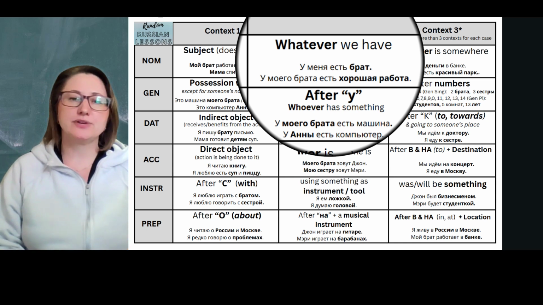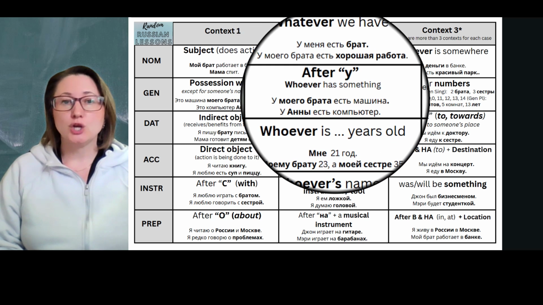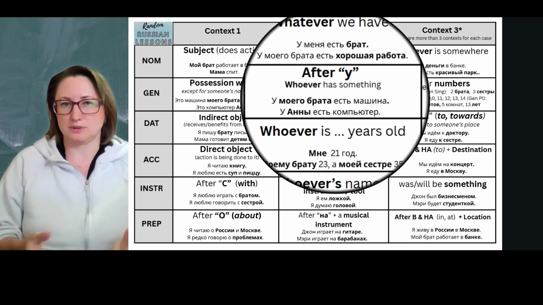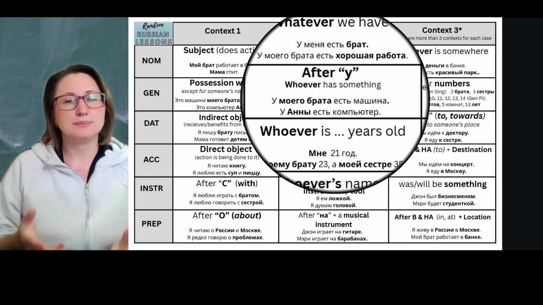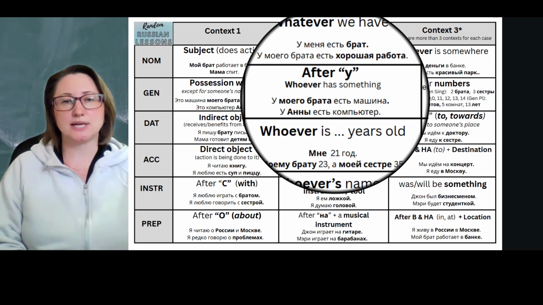So for example, here we have у моего брата есть машина. У Анны есть компьютер. You're saying my brother has a car, Anna has a computer. Once again in English, it's the subject of a sentence, like who has a computer? Anna. Anna is the subject. Who has a car? My brother does. My brother is the subject. In Russian, the roles are reversed.